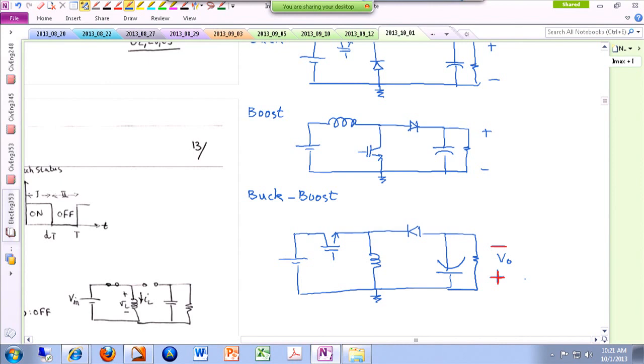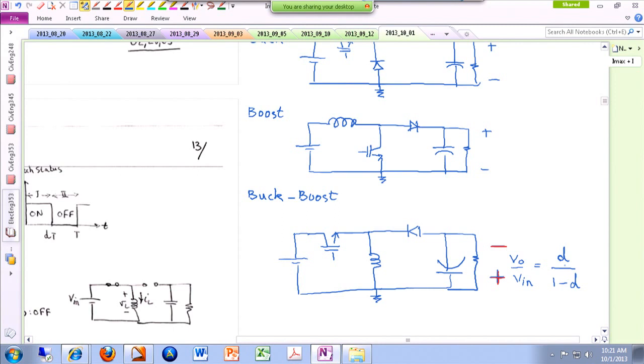The whole thing is you end up having something like this: Vout over Vin equals D over 1 minus D. And in some books, because they have chosen the different polarity, they also have a negative sign over here, but we are not going to do that. We're just going to keep it simple, no negative signs, just D over 1 minus D.